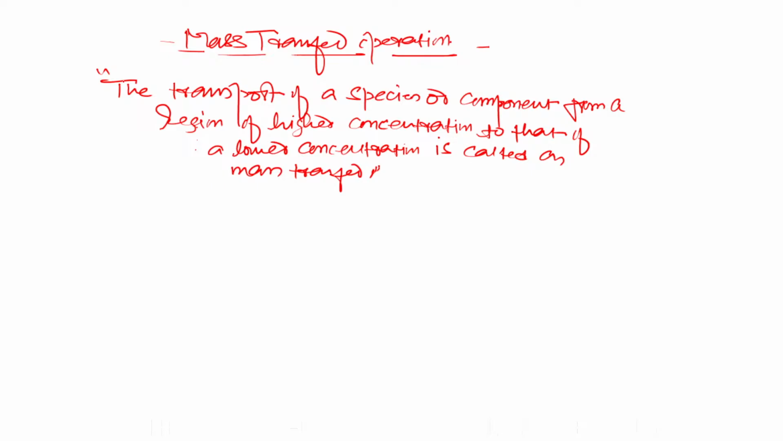A group of operations for separating the components of a mixture is based on the transfer of material from one homogeneous phase to the other. In industries, there are various operations which involve the separation of one component from one homogeneous phase to another homogeneous phase. Yes or no?